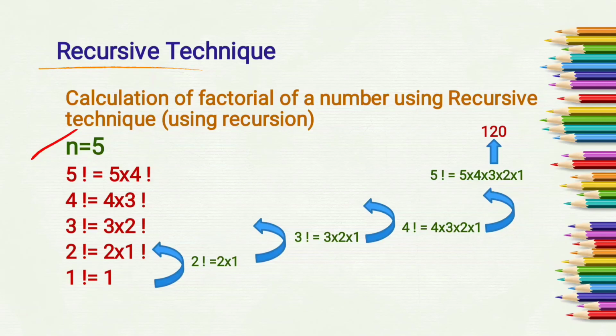There is another method of calculating factorial. If I want to calculate factorial of 5, then I have to write 5 factorial equals 5 into 4 factorial. Now I have to calculate 4 factorial, which equals 4 into 3 factorial. Now what is the factorial of 3?